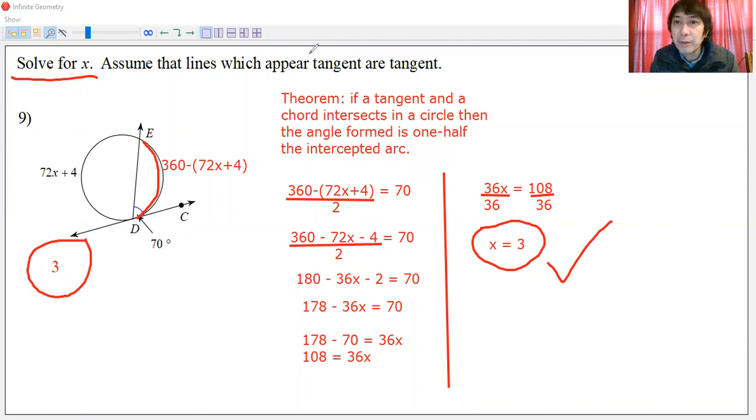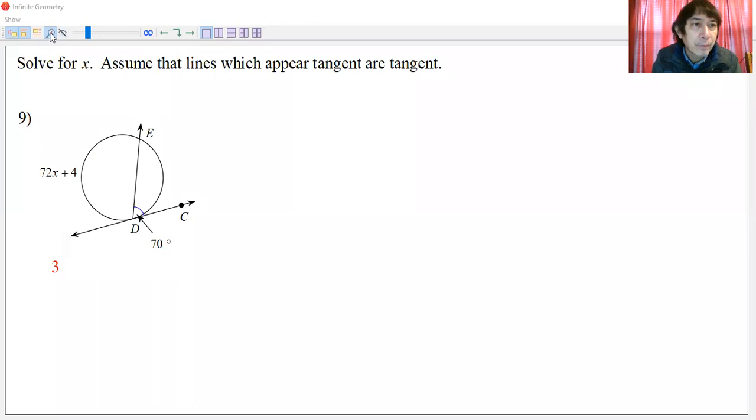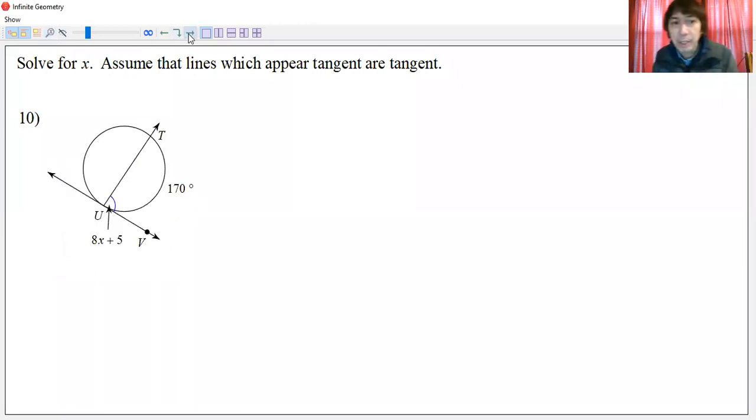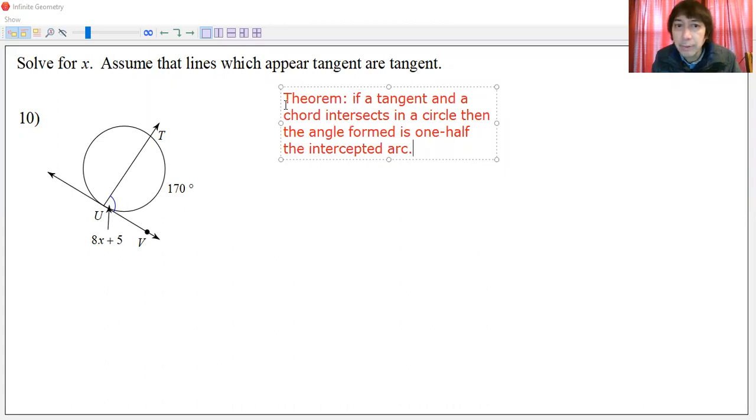Number 10 now. Let's continue with number 10. Let me clear the screen. We're doing number 10. All right, here's number 10. We still have the same configuration, a tangent and a chord. So we can use the same theorem. If a tangent and a chord intersect in a circle, then the angle formed is 1/2 the intercepted arc.